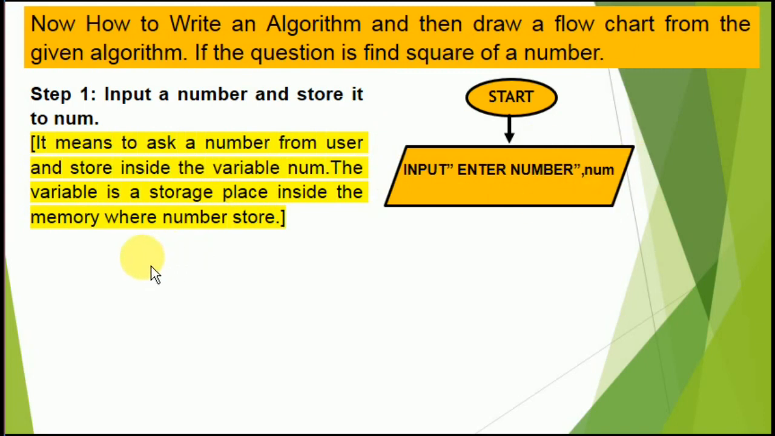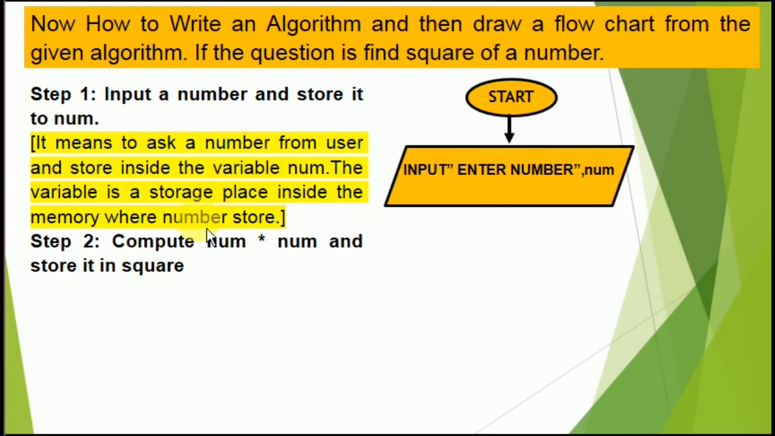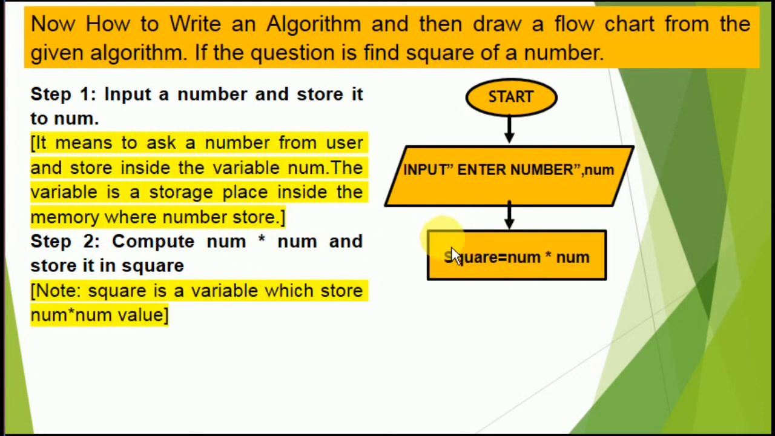What is the next line? Now square. The number is going to be multiplied by the number and stored in square. Again, square is a variable that is going to store num multiplied by num. So what is this? This is a process. I have said multiply, divide, plus, minus are processes, so a process goes inside the process box. This is our process box. And what is there? Square equals num multiplied by num.